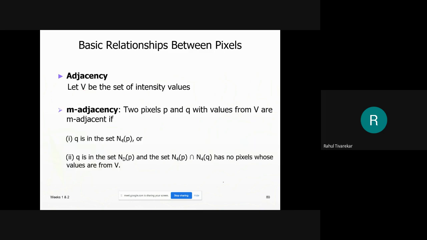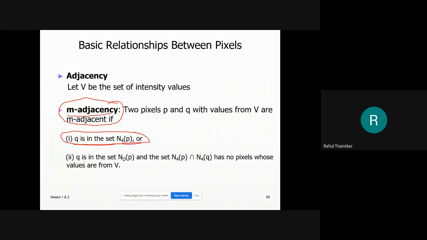Then the third is M adjacency, that is mixed adjacency. Mixed adjacency means you will have sometimes four adjacency and sometimes eight adjacency, but it is not like you prefer either four adjacency or eight adjacency the way you want. It's not like that. Here there is something called a priority. So you first see if there is a four adjacent pixel available. Four adjacent pixel means what? Either in the vertical or horizontal direction if there is a neighbor. If there is a neighbor, you choose that neighbor first.